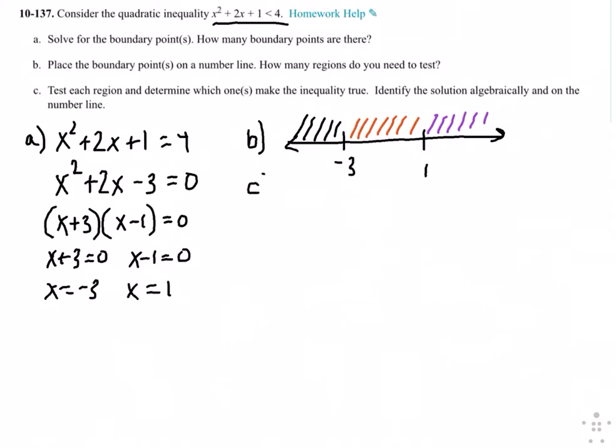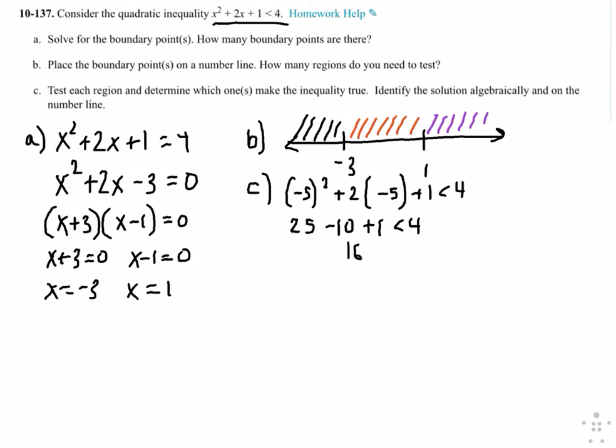So let's test the black region. Let's pick a number like negative 5. I'm going to substitute that in. I'm going to get negative 5 squared plus 2 times negative 5 plus 1 is less than 4, and we'll see if that works. So that's 25 minus 10 plus 1 is less than 4. So that's 25 minus 10 is 15 plus 1 is 16, which is less than 4. So 16 is not less than 4, so that one doesn't work.